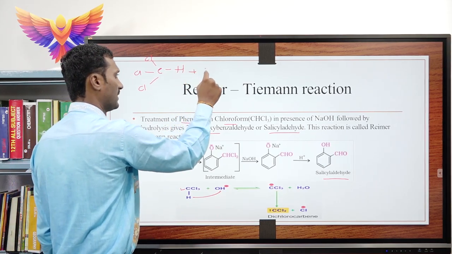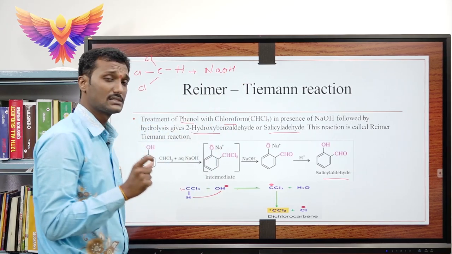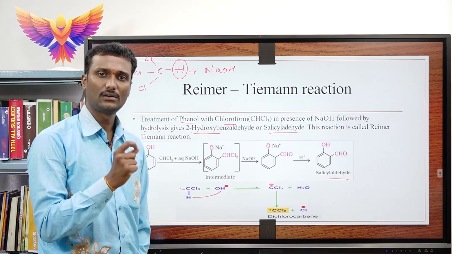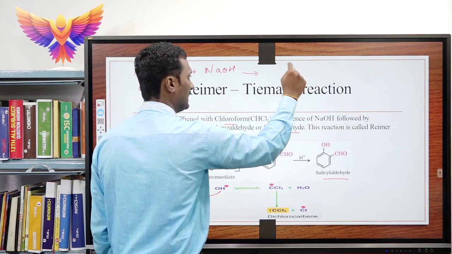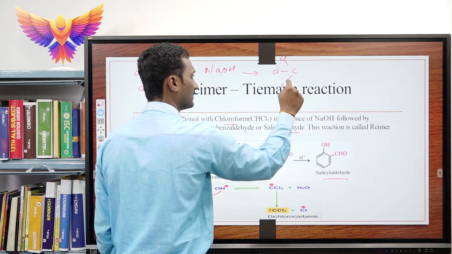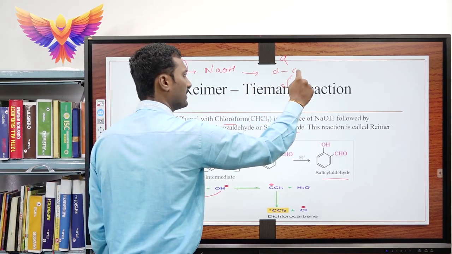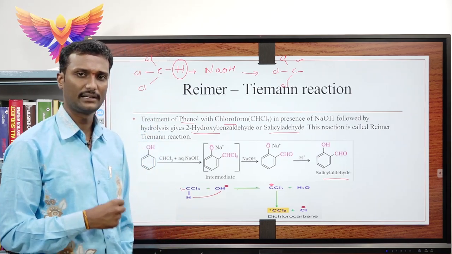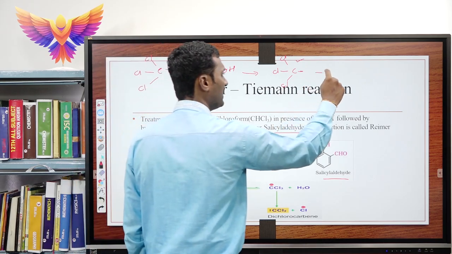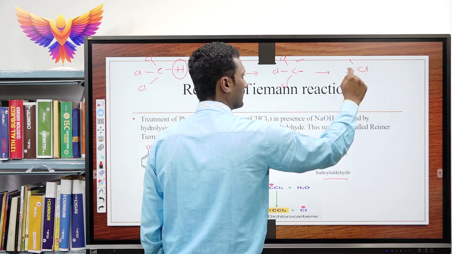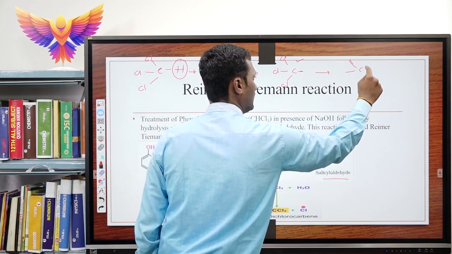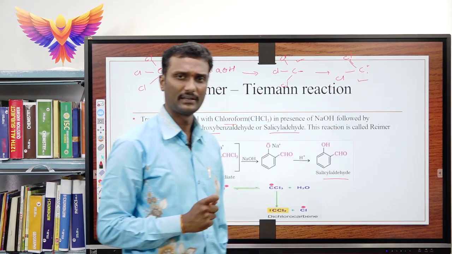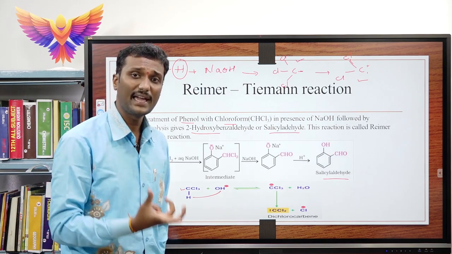In this chloroform, as I already said, when you take aqueous sodium hydroxide, it deprotonates the chloroform to give trichlorocarbanion. What is the formula? There are three Cl, and we have a negative charge. Then this trichloro species immediately undergoes an alpha elimination of chloride to form dichlorocarbene. So we have a carbon here with a Cl, a Cl, and a lone pair of electrons. Hence it is said to be a carbene. Carbene is a very reactive species.